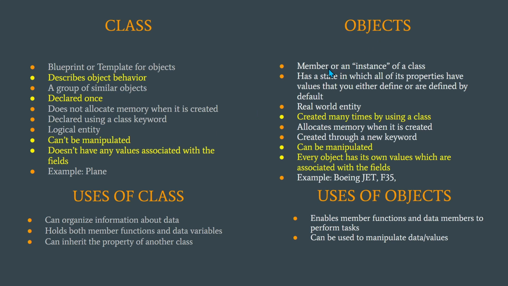Objects are typically a member or an instance of a class. They have a state in which all the properties have values that you either define or are defined by default. They serve as real-world entities. They are created many times by using a class, okay? So that helps. Allocates memory when it is created as opposed to the class, okay? They are created through using a new keyword, which again we'll show in a second.